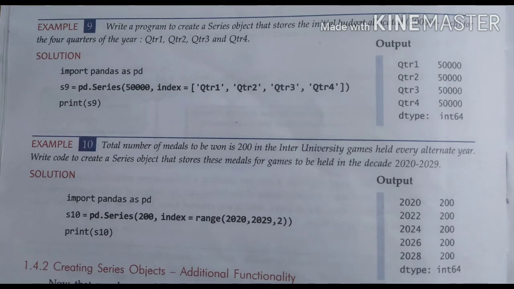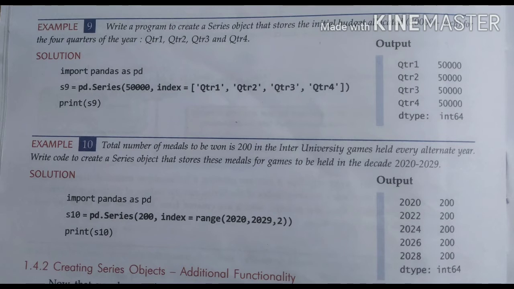Now pd.Series, which is a constructor used to create a series. After the bracket we have to give the data which we want in the series. So this is 50,000, comma, index equals to. By this we can give an index of our own choice. See the output here: indexes are qtr1, 2, 3, 4 and the output is the same, which is 50,000.